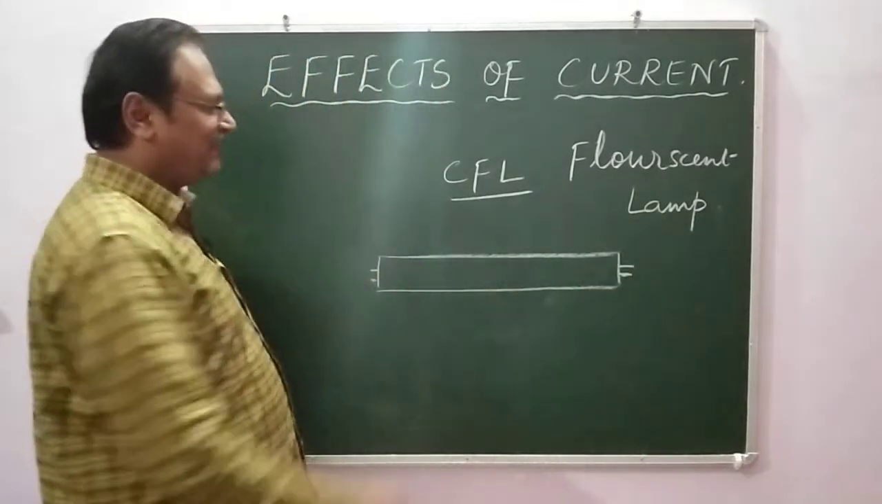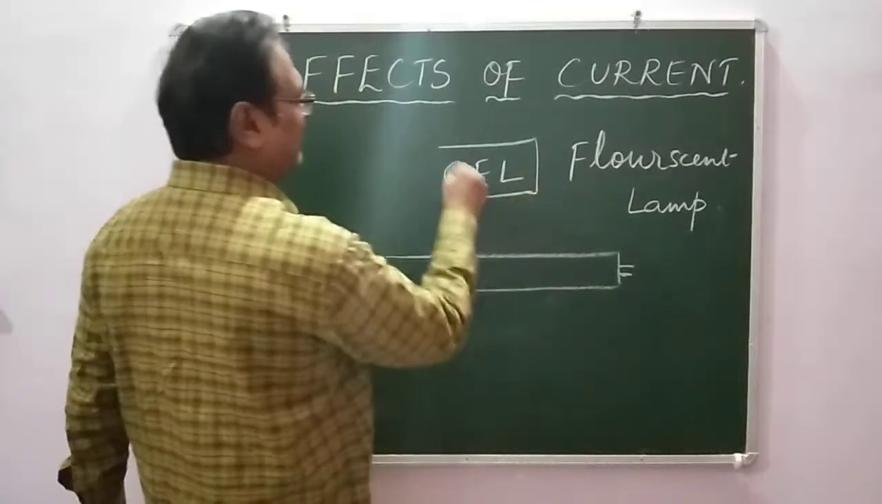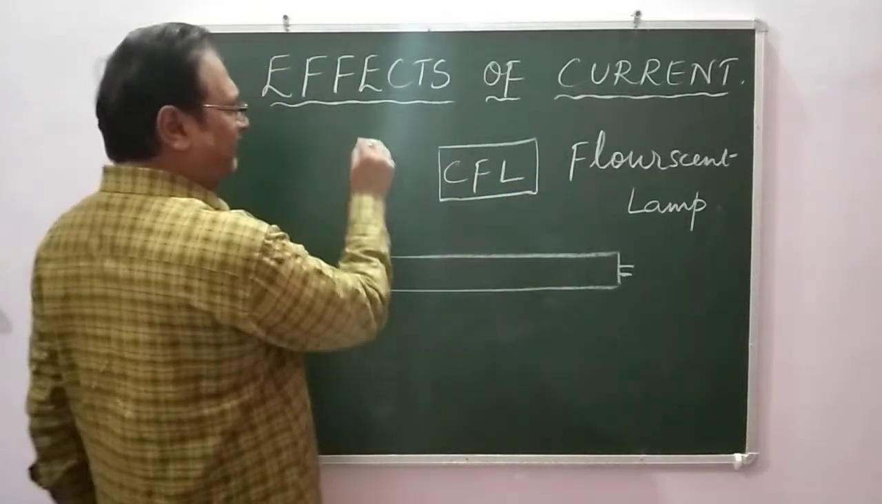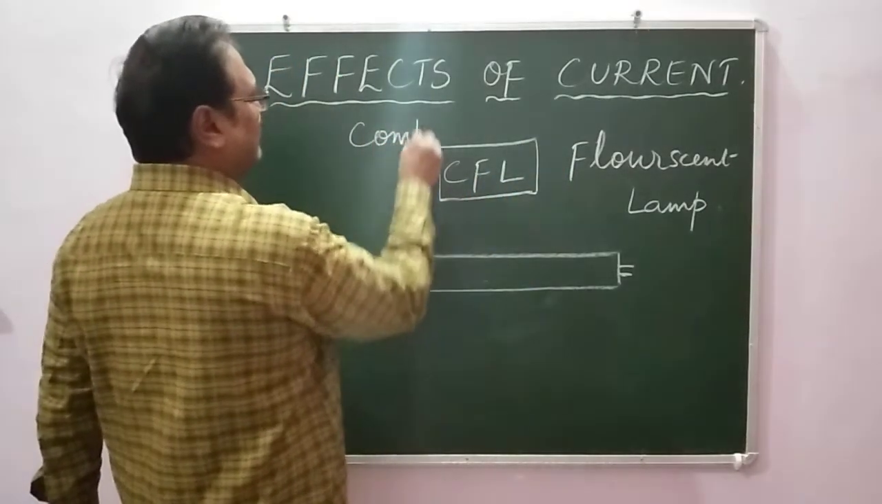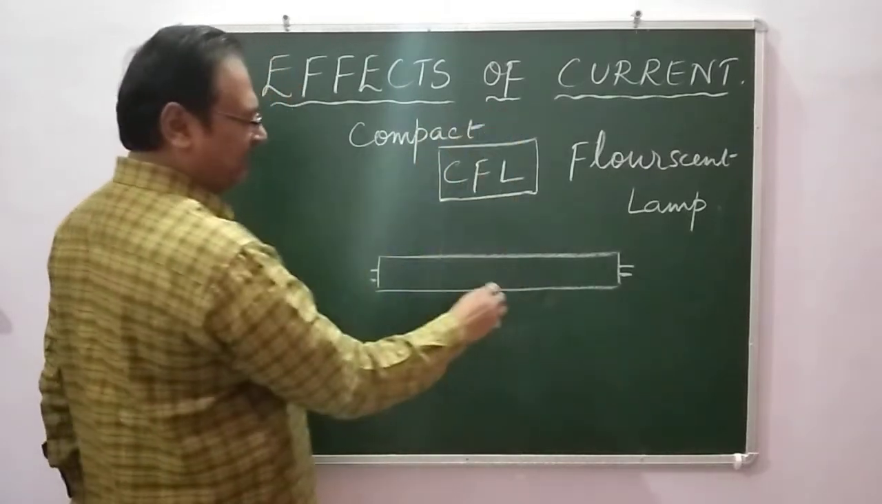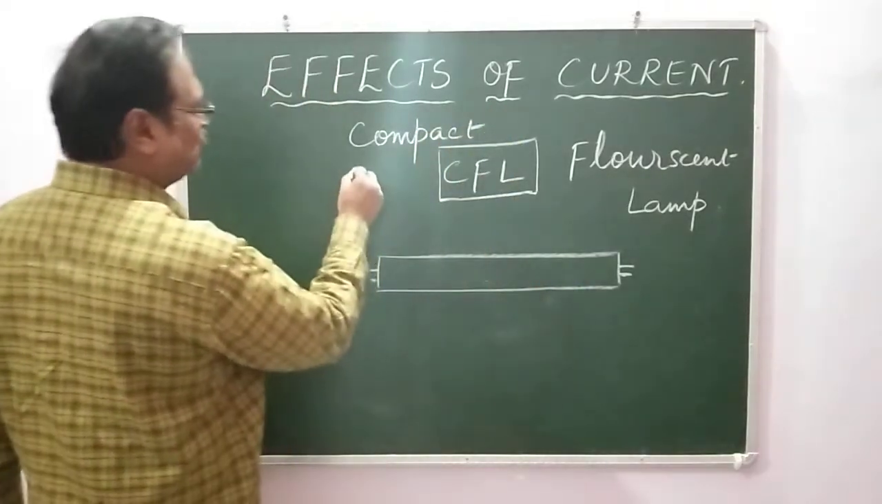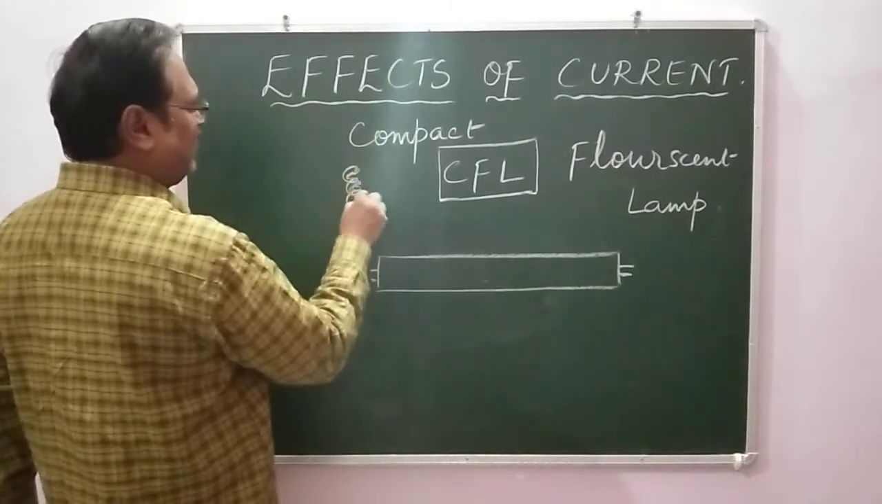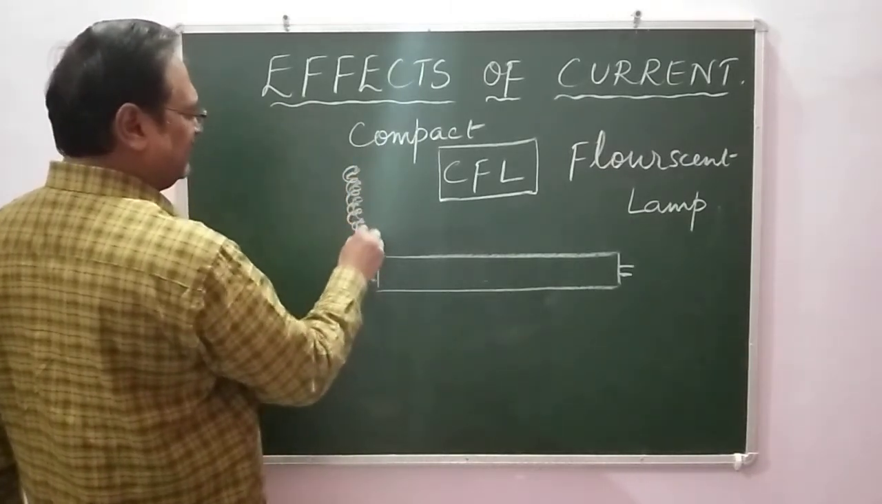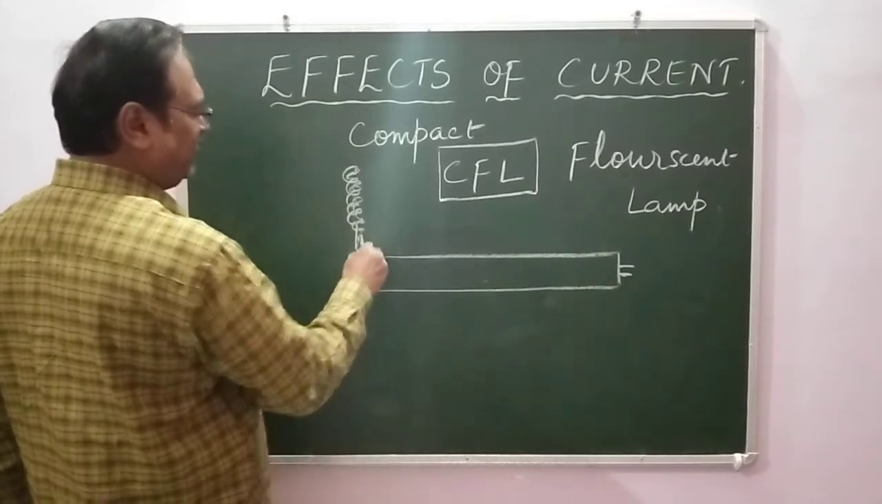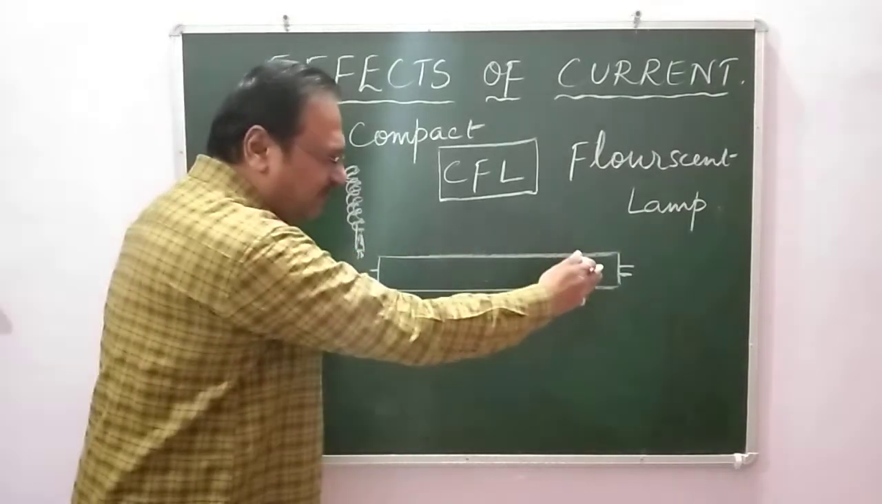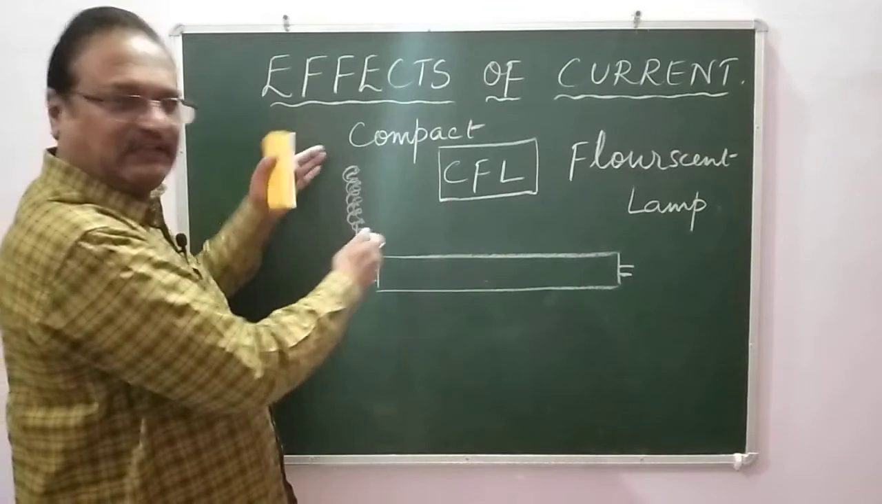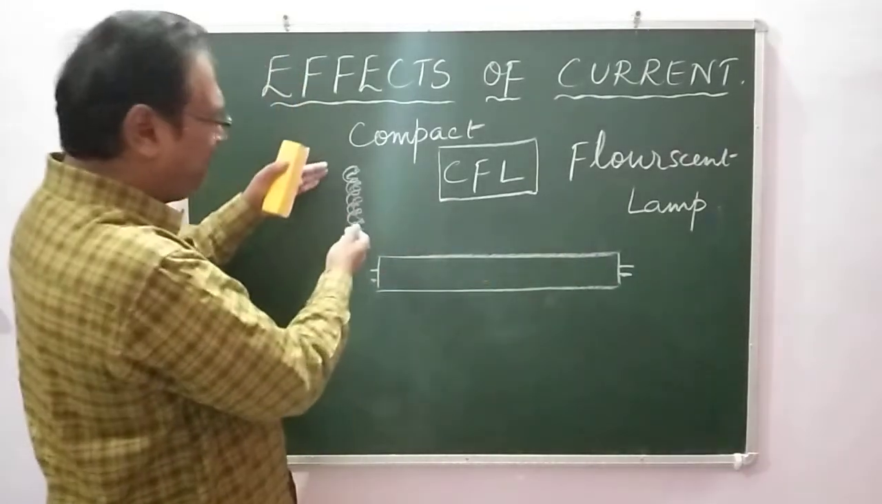So what we did, we brought CFL. What is CFL? Compact fluorescent lamp. Compact. It is so long, why should it be? So they turned it, made it like this, with a different design. They made it like this, and they connected positive and negative. So this much big, it became compact. This much long, it became compact.